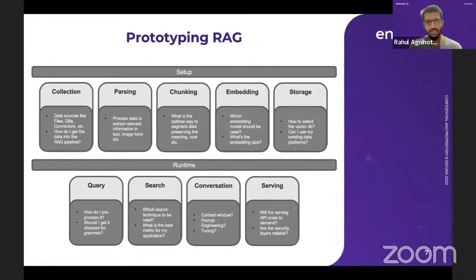Now you get a query. You need to think about how you are going to take that query, add it to the prompt context, and then send it. So you need to think about how you are going to pre-process it. Are you going to check it for grammar mistakes or things like that, because people can use any sort of query, right? So you need to think about how the query is going to look for the model. Is any pre-processing required or not?